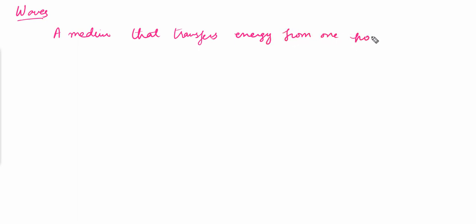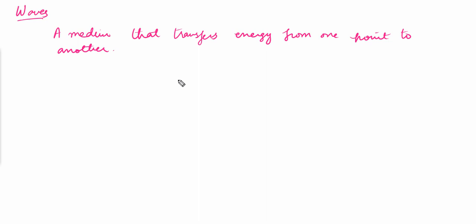So a wave is a medium that transfers energy from one point to another. I write it here: a medium that transfers energy from one point to another.